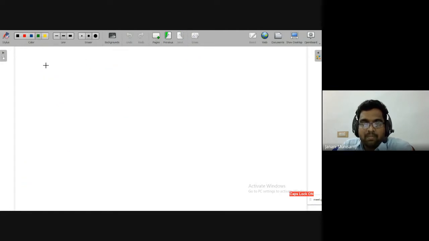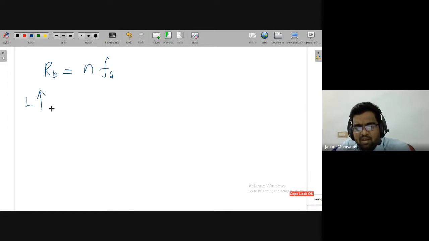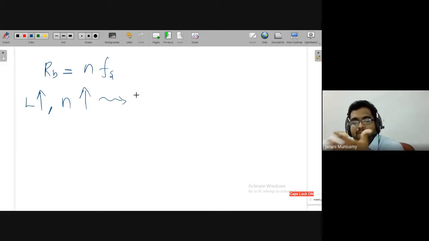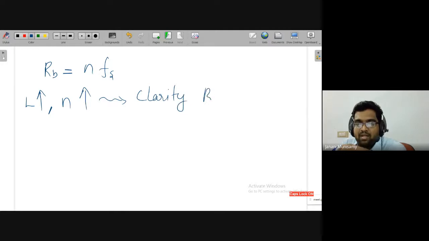In our discussion, RB is equal to N into Fs. When we increase L, say the number of levels, automatically N will increase. Then if you increase the number of bits or number of levels, mostly we will be assigning more levels. Then the clarity of the signal will be better. When you increase N, automatically the clarity will be better.